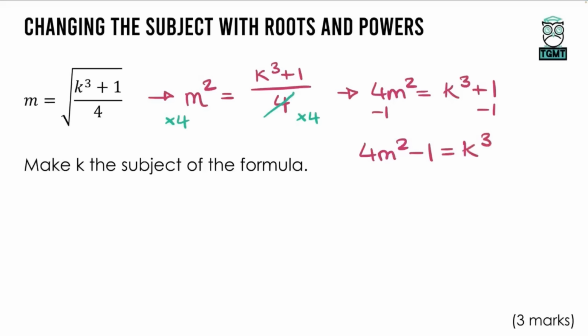We can now think about removing that cube by cube rooting both sides. If we cube root the left now, we get the cube root of 4m squared minus 1, and that is now equal to k. And you can write that the other way around if you want.